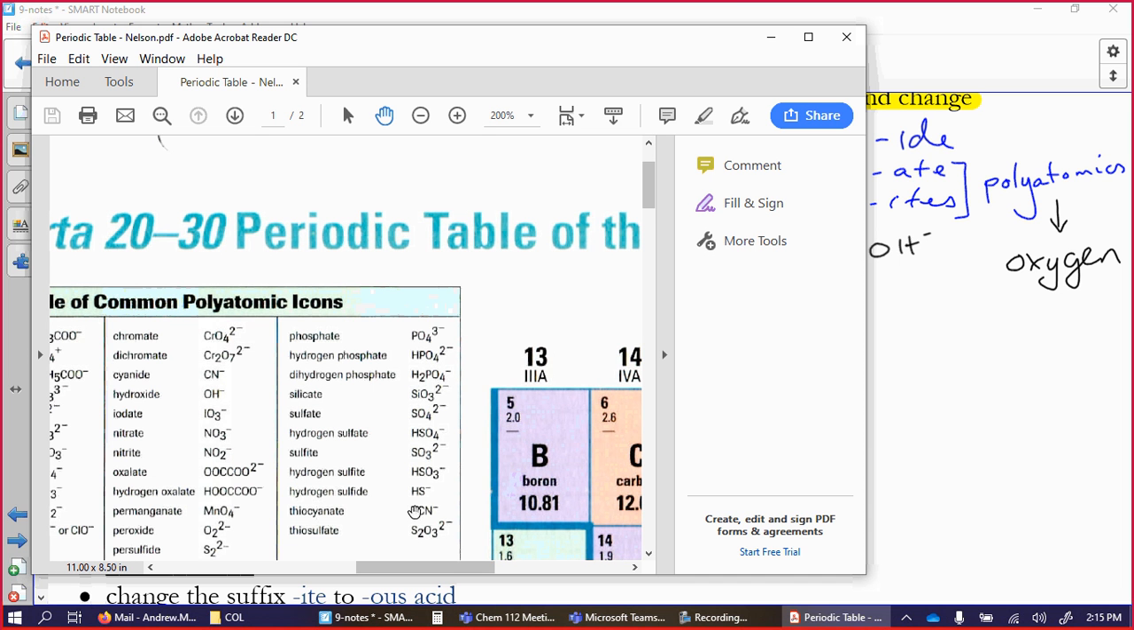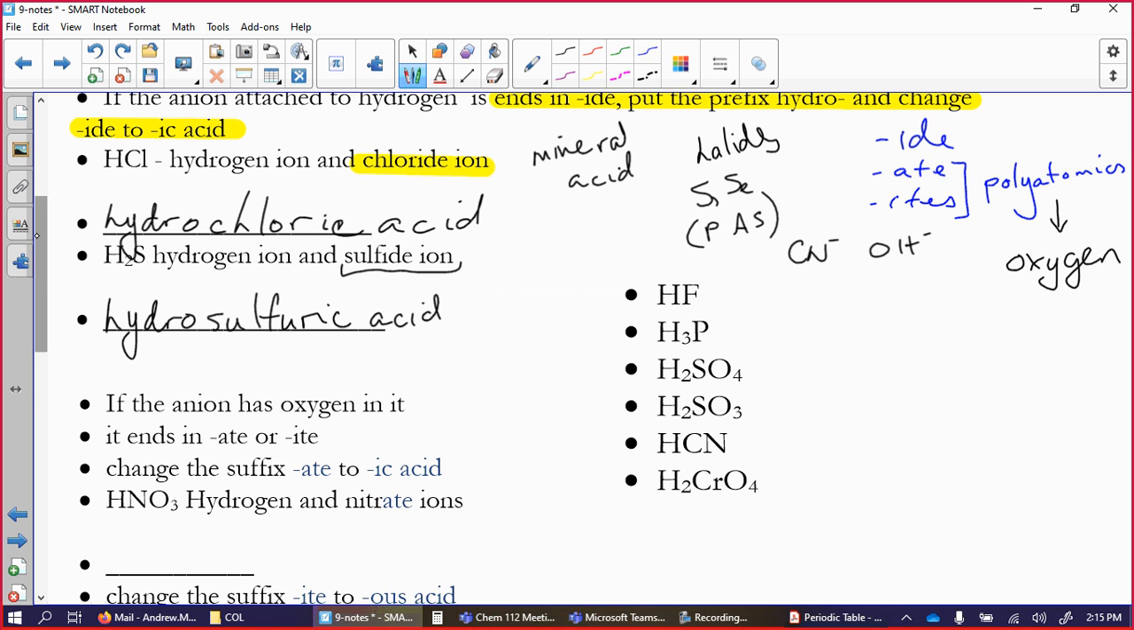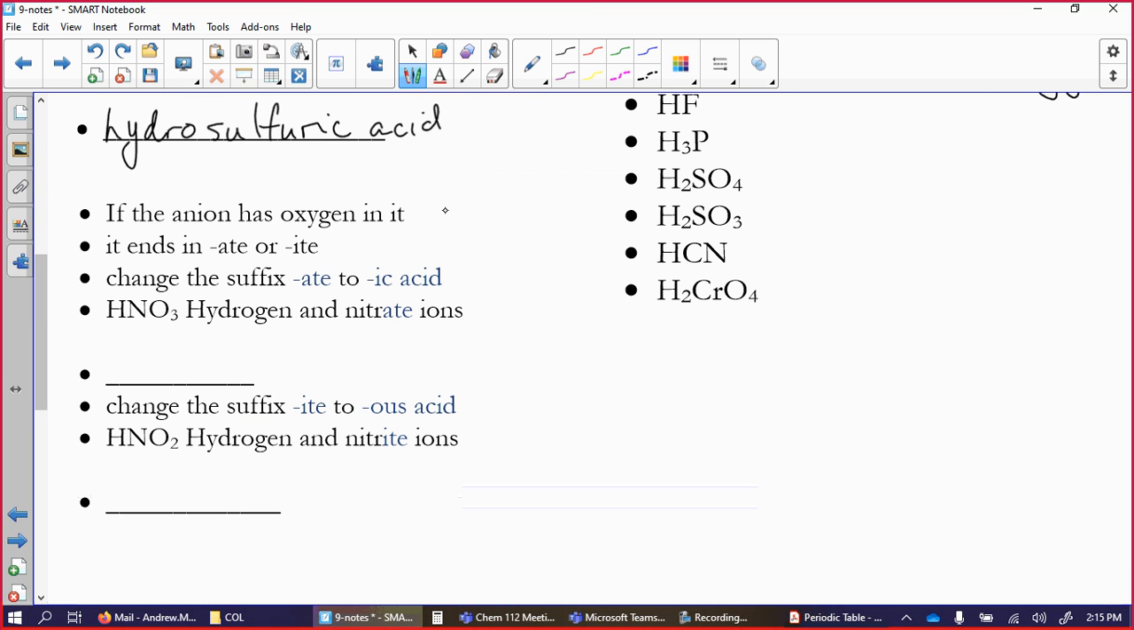Hydrogen sulfide. Thiocyanate. I guess that's the one that doesn't. I've never put HSCN on a test or an exam. If it has oxygen in it, it's going to be an ate or an ite, which tells us it's a polyatomic. So that means we need to go to the periodic table for the name.